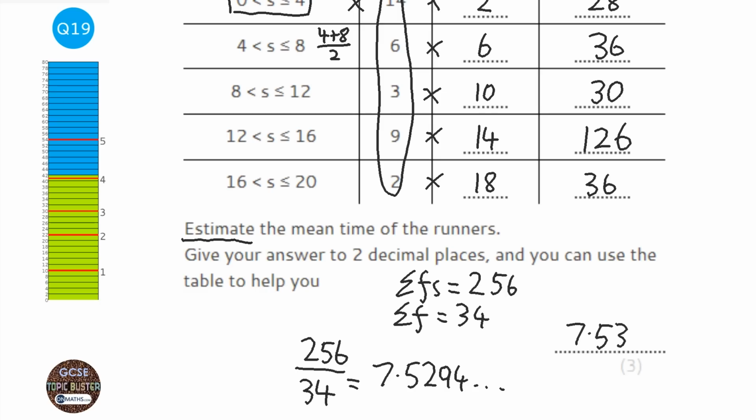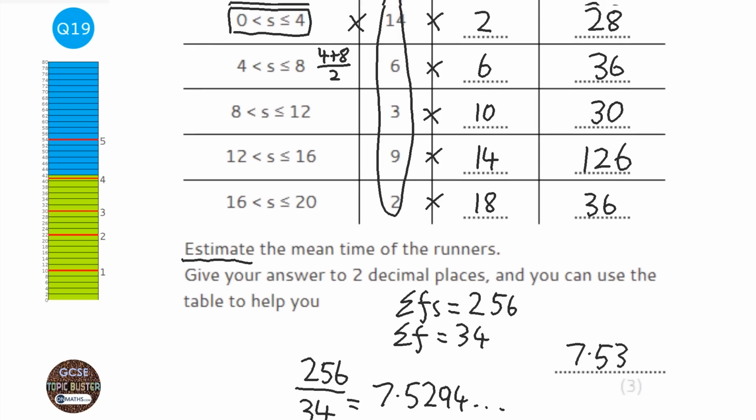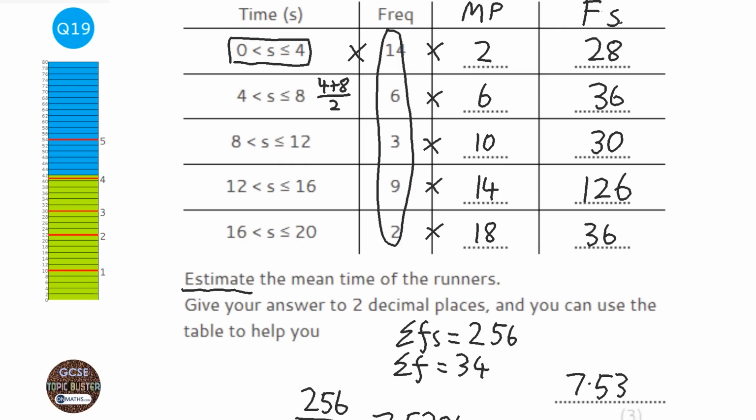7.53. Now, the reason it's an estimate, as I've said before, is that we don't know that all the values in the first group are 2. We are estimating them to all be 2, even though we know that some of them will be 1, some of them will be 3. But chances are it will balance out that it's roughly going to be about 2 in that group, and 6 in the next group, and 10 in the group after. That's where the word estimate comes from.